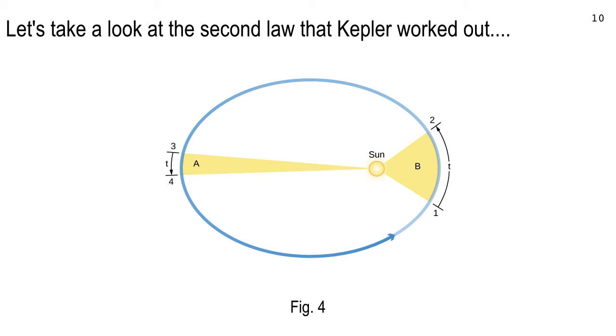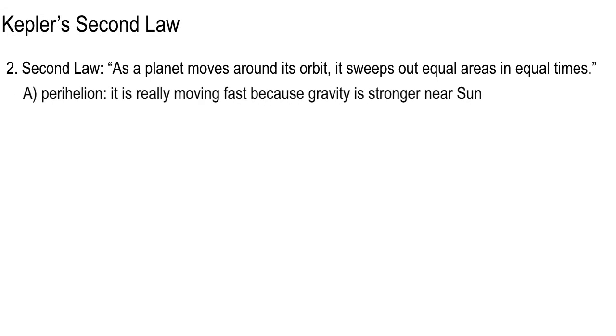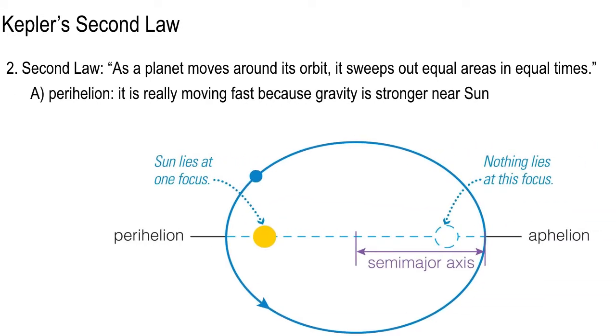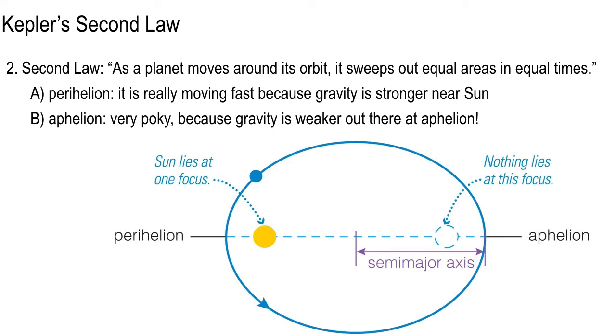My wonderful students, this is not an easy problem to do. I have no idea how Kepler figured it out, but he figured it out. The reason for it is that gravity's strength changes as the planet is closer or farther from the sun. At perihelion, it is really moving fast because gravity is stronger near the sun. At aphelion, it's way out there, past Neptune or wherever the aphelion point is, and gravity's a lot weaker out there. So gravity's bringing it back in.